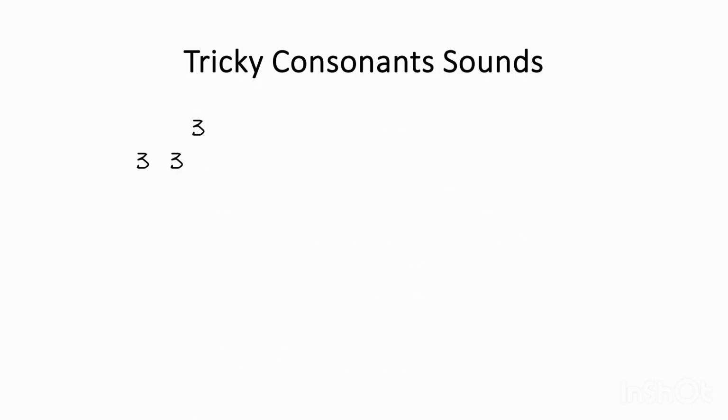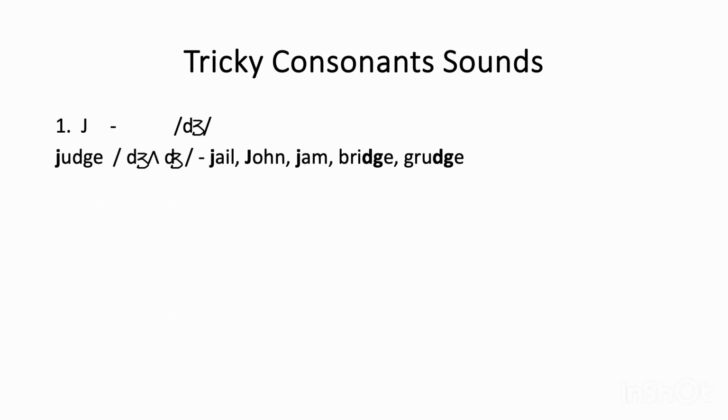The first one is the J sound. This sound is usually realized when the letter J is used in a word. So we have an example, judge, and that one has been transcribed. You realize that the first realization was with the letter J, but the second one is DG. When DG comes together, we also realize the sound J. So we have other examples.